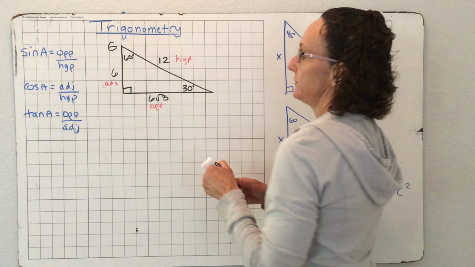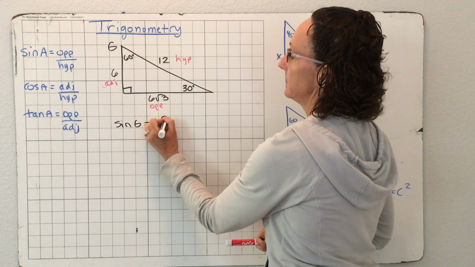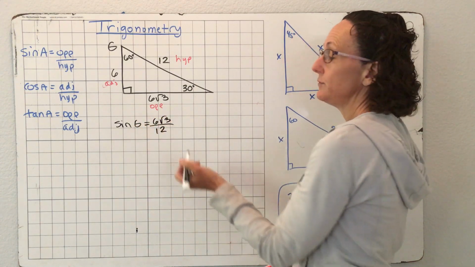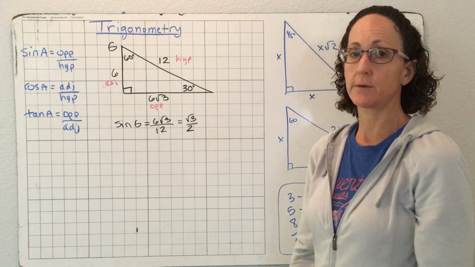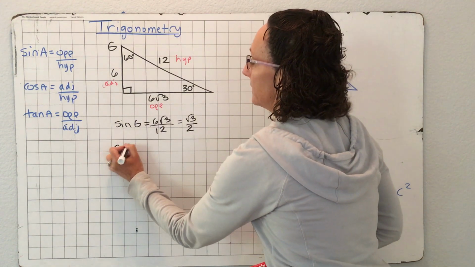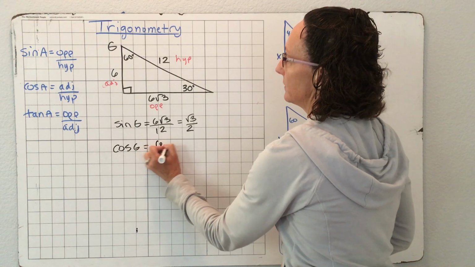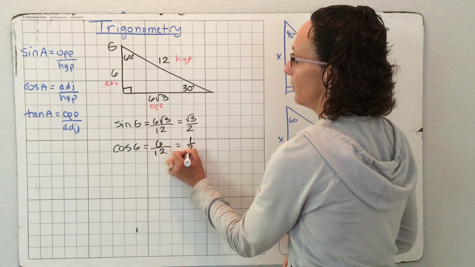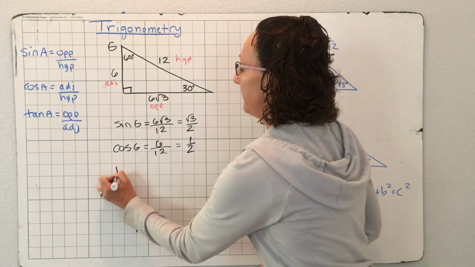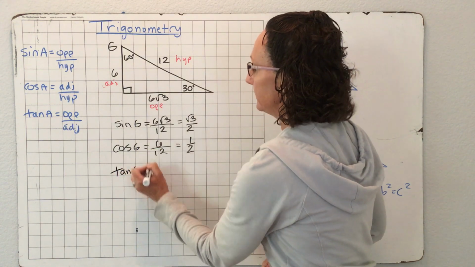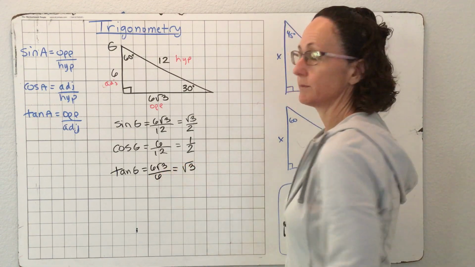Okay. All right, so when I do the sine of G, that's the opposite divided by the hypotenuse, and then you do have to reduce this. 6 over 12 is a half, so you get root 3 over 2. Okay. Cosine of G is the adjacent over the hypotenuse. That reduces to 1/2. Okay, remember they're just ratios, so you do need to reduce those, okay? And then the tangent of G is the opposite divided by the adjacent, which reduces to √3.